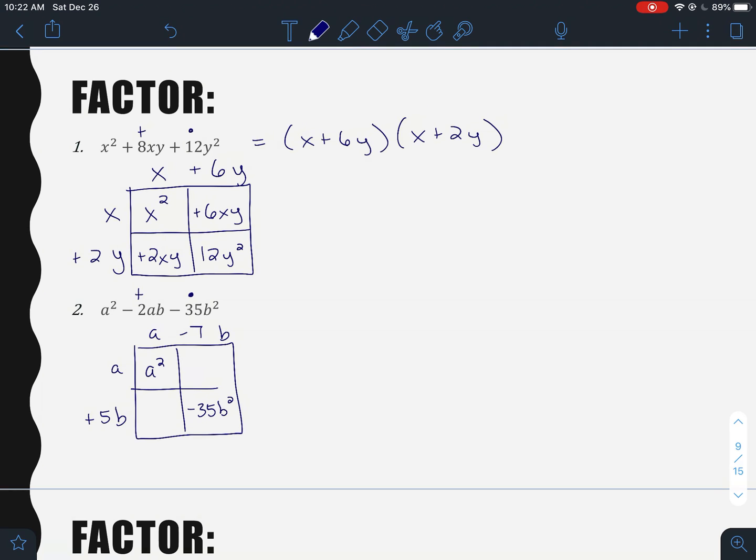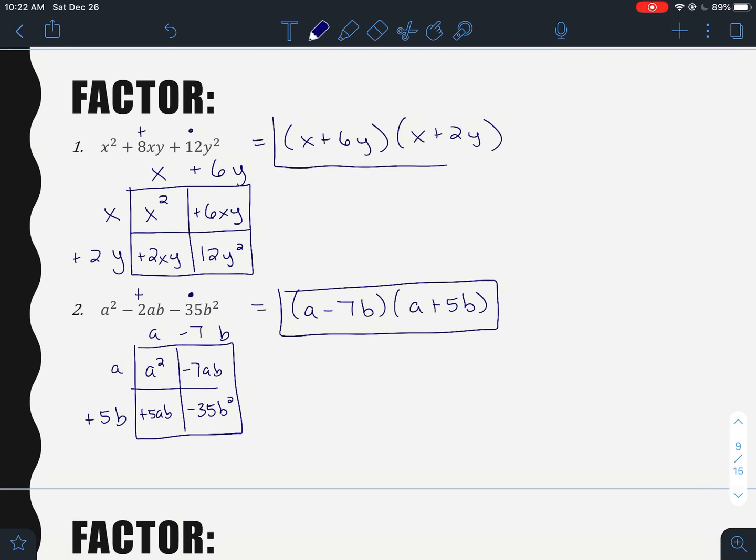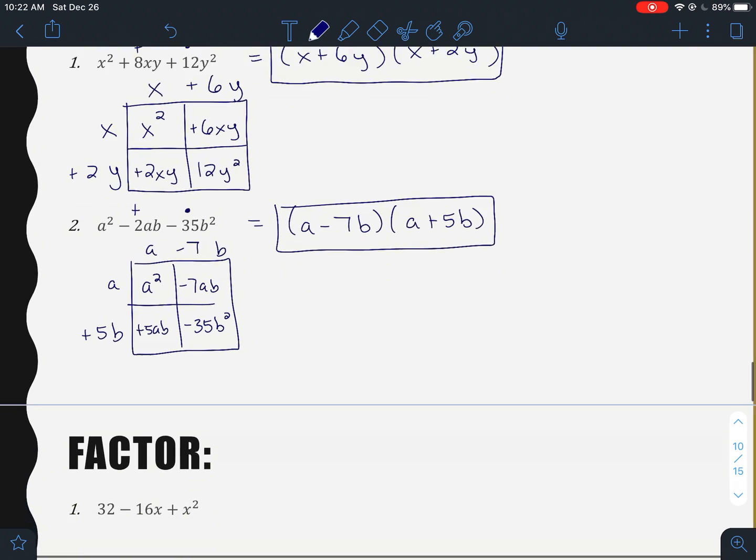Well, that would be negative 7 and positive 5. And so if I multiply these out, I get negative 7ab and positive 5ab, and it would work. So my two parentheses are going to be a minus 7b and a plus 5b.